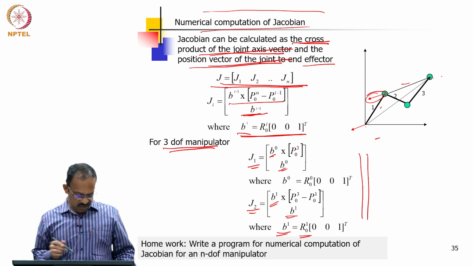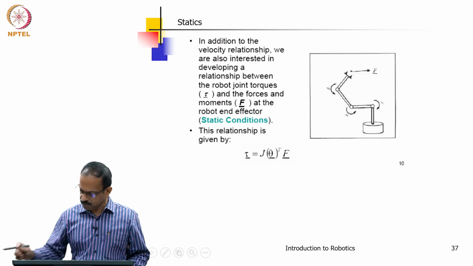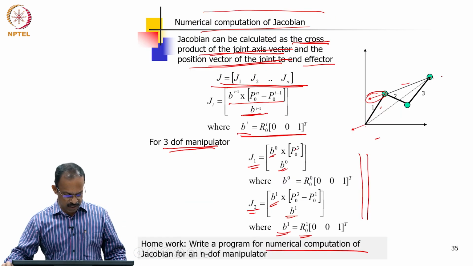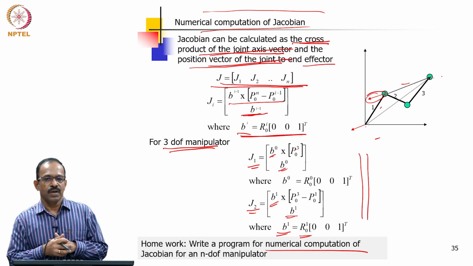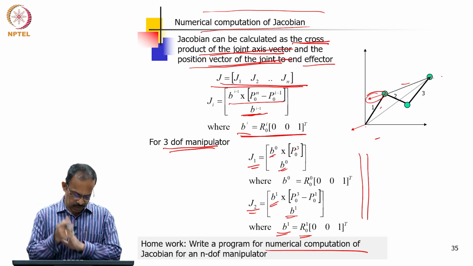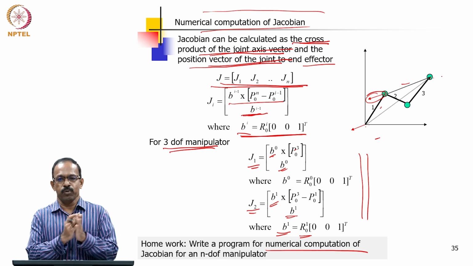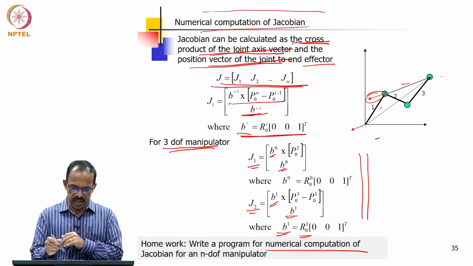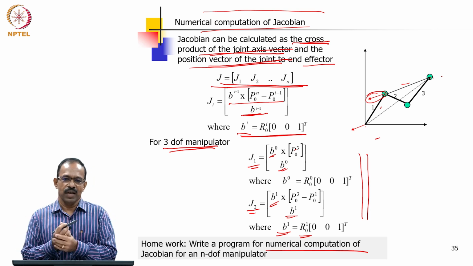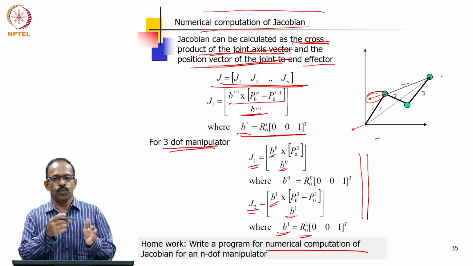Okay, so, this is an exercise for you, homework. Write a program for numerical computation of Jacobian for an n degree of freedom manipulator. Now you know the numerical methods, so you can write a program to find the Jacobian matrix, because you have already written a program for the forward kinematics. So, you can use the same program to get T01, T02 etc., and from there you can get P0n, P01, P02 etc.